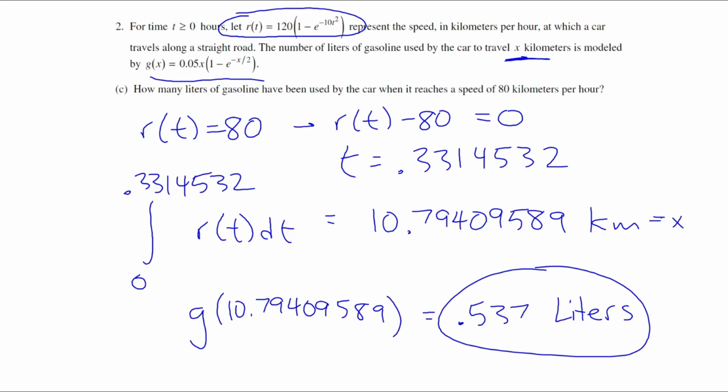You got 4 points for this. 1 for setting r of t equal to 80. We got 2 points for doing this distance integral correctly, and then 1 point for plugging that distance into g to find our final answer. And that is the end of this rate FRQ, sort of like a combination of a motion and a rate, but more a rate FRQ. Question number 2 from the 2008 Form B AP Calculus AB exam.